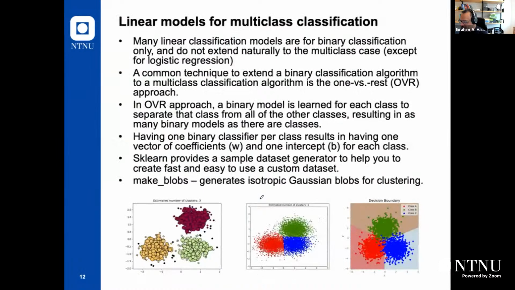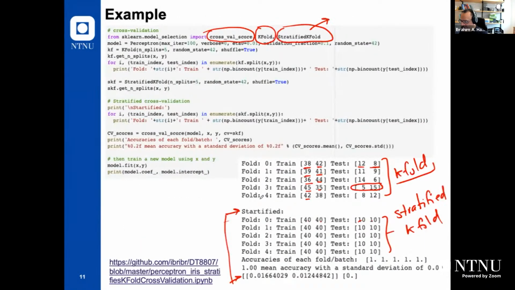Okay, so next part, we will talk about linear models for multi-class classification, but we will take a break now. We will stop here and start again after maybe 15 or 20 minutes, with the next part of the lecture and lab. You can work with some examples, or we can work with multi-class classification, and after that you can work with some examples in the next part. So thank you very much. If you have any questions, please don't hesitate to ask me.